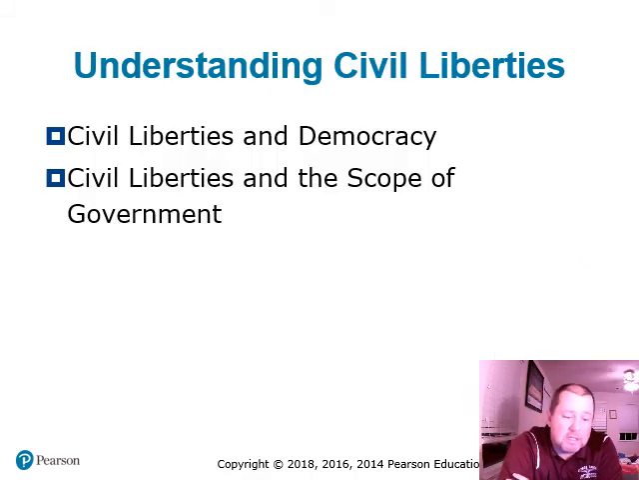So understanding civil rights and civil liberties in terms of democracy and the scope of government. So civil liberties and democracy actually exist or work because the liberties of the minority are generally what need to be protected by government. And so civil liberties are actually sort of anti-democratic.